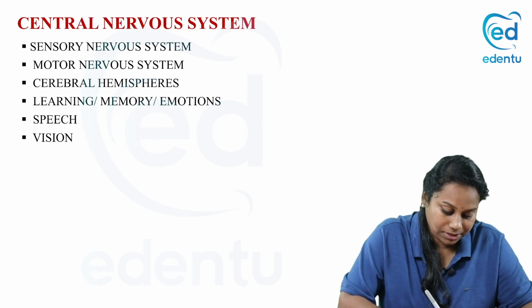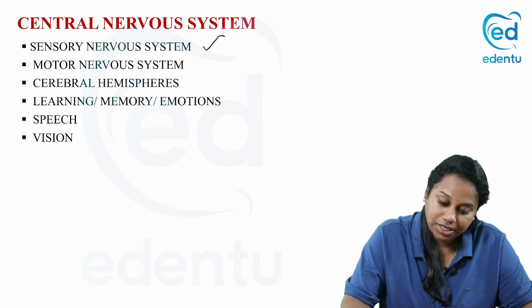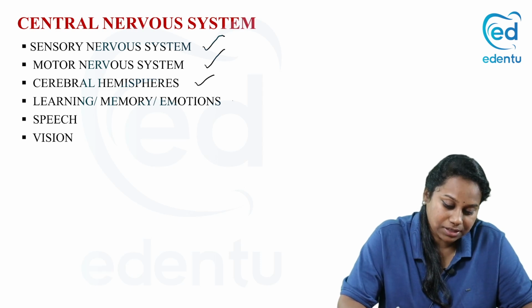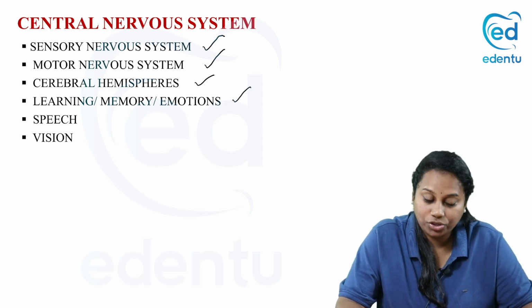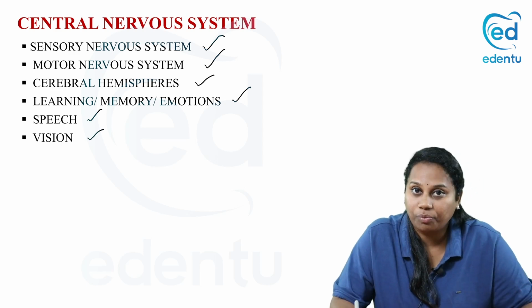So in central nervous system, we are going to learn about sensory nervous system, motor nervous system, the cerebral hemispheres, learning, memory and emotions, speech and vision. So these are all the major topics here.